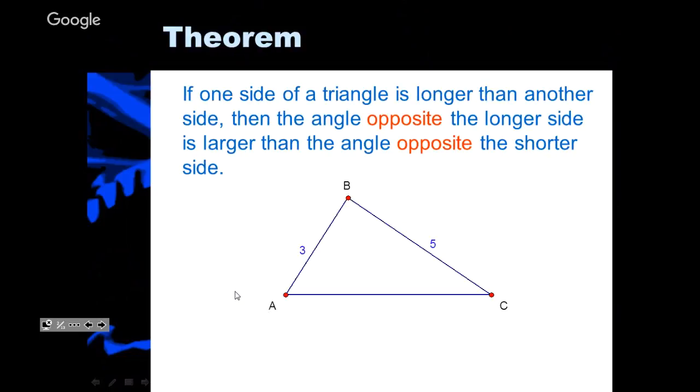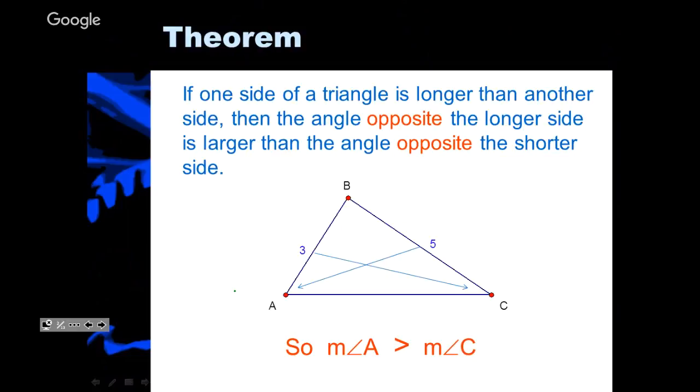Basically, if one side of the triangle is longer than another side, then the angle opposite the longer side is larger than the angle opposite the shorter side. So given any triangle, given two sides or all three sides, if you know the longest side, then you actually know the bigger angle. If you know the shorter side, you know the smaller angle. So the bigger angle is always opposite the bigger side or the longer side, and the smaller angle is always opposite the shorter side. So we have bigger angle, bigger side, shorter angle, shorter side.